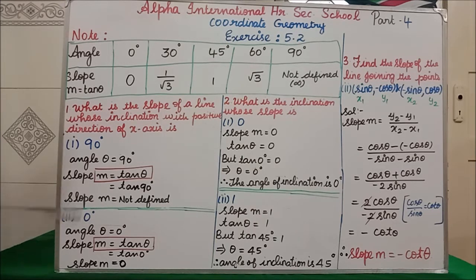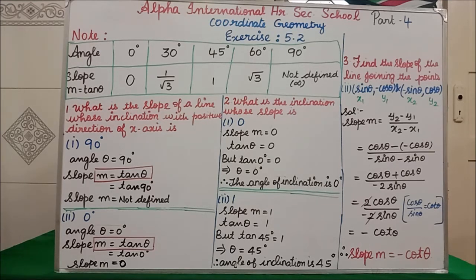For that also the same formula only. What angle have they given? 0 degree. Slope m is equal to tan theta is our formula. So m equals tan, and instead of theta they have given 0 degree. Clear? So slope m is equal to tan 0 degree. The answer is 0. Therefore, slope m is equal to 0 is the answer for the second subdivision.